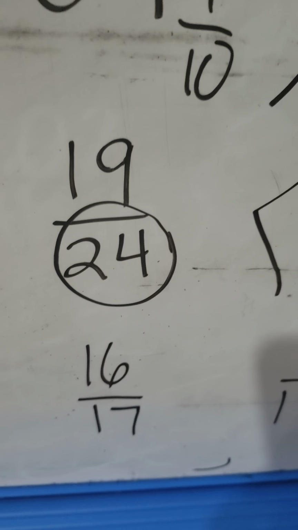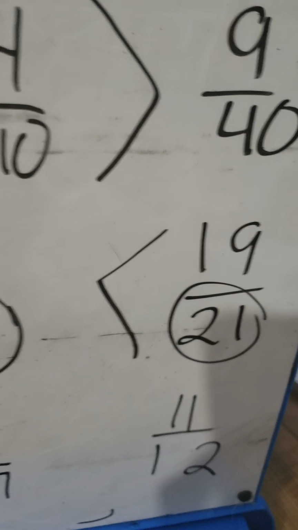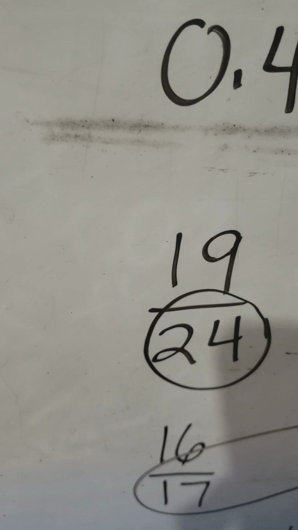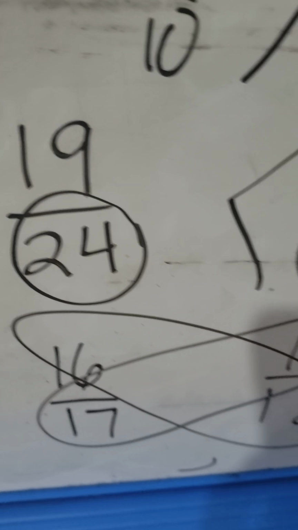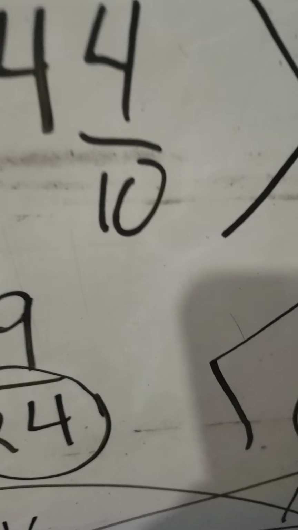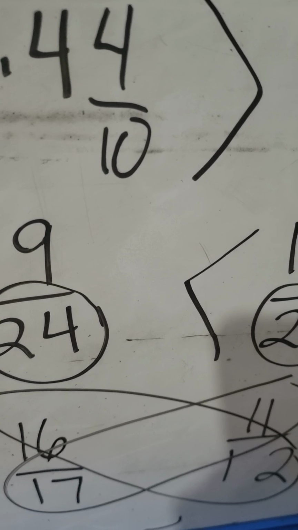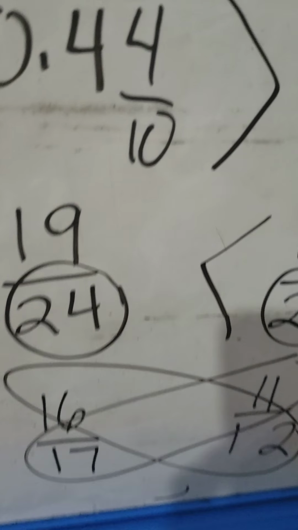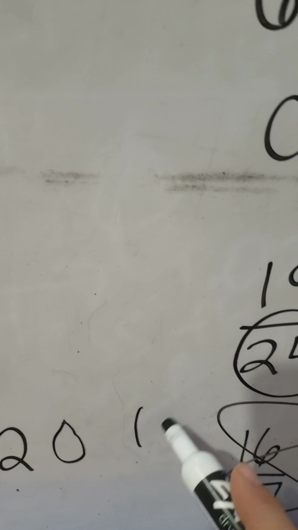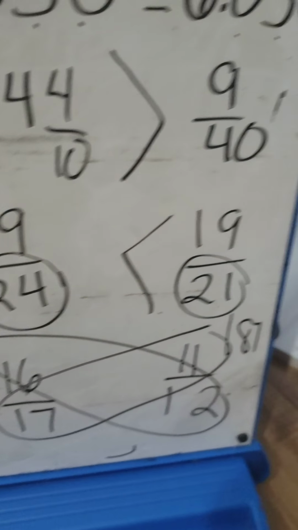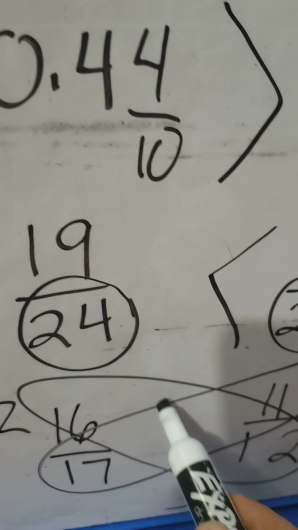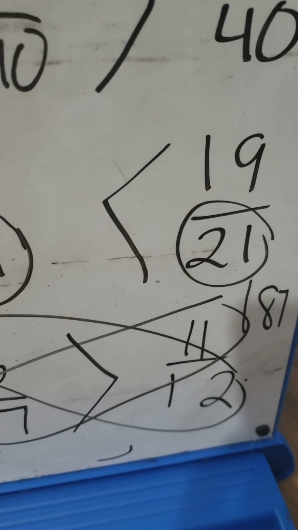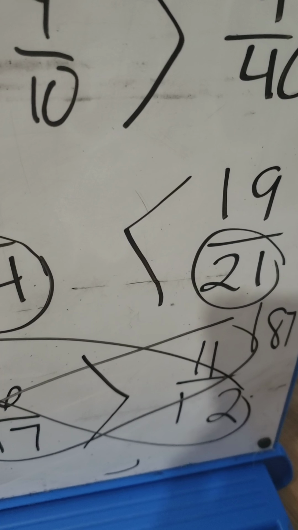And the last one, 16/17 and 11/12. You could cross multiply to see which one is bigger. If I cross multiply, I do 17 times 11 and I get 187. And then I do 12 times 16 and I get 192. So 192 is larger than 187. So 16/17 is larger than 11/12. Okay, so that was the warm-up.